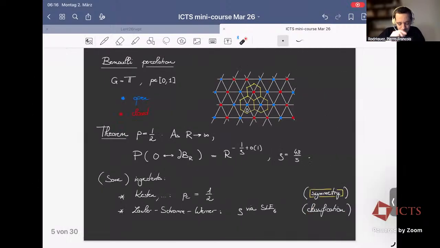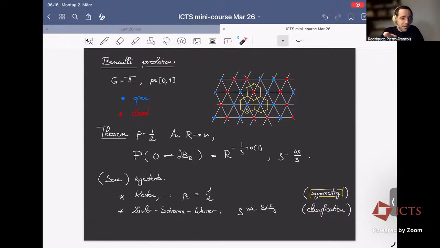And then the next ingredient is essentially if you assume that this model has what's called a conformally invariant scaling limit. So what this means is that you should now think of the mesh size of your triangular lattice as being not equal to 1, but rather equal to delta, and you send delta to 0, then actually at this critical point p equals a half, the clusters of blues and reds, they will be non-degenerate in the limit.